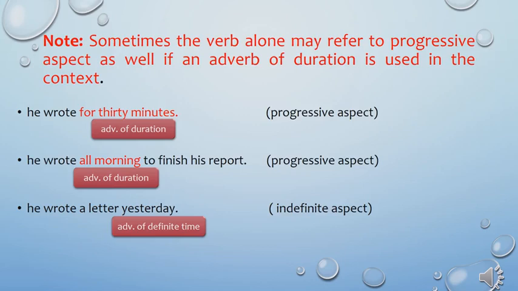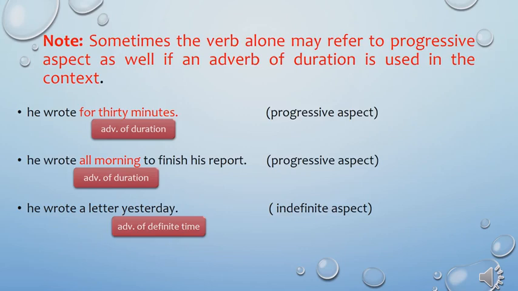In the last example, he wrote a letter yesterday. This sentence is in the past simple, and again, wrote is a verb alone without any auxiliary. But before deciding that the aspect of wrote is indefinite or simple aspect, we have to see the adverb. The adverb that is used in this sentence is yesterday. Yesterday is an adverb of definite time. It indicates that the action happened and finished in the past. There is no indication for its continuity. It's an adverb of definite time.